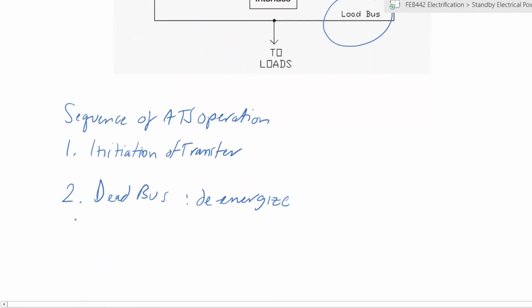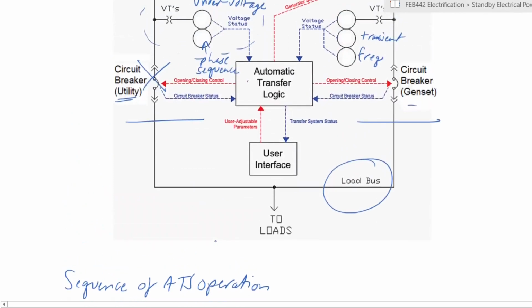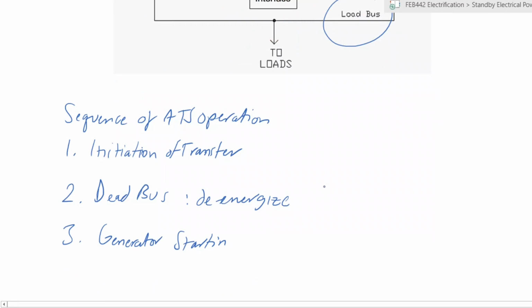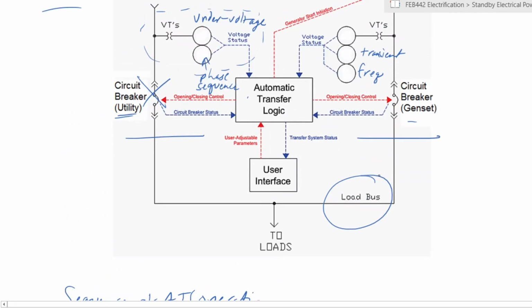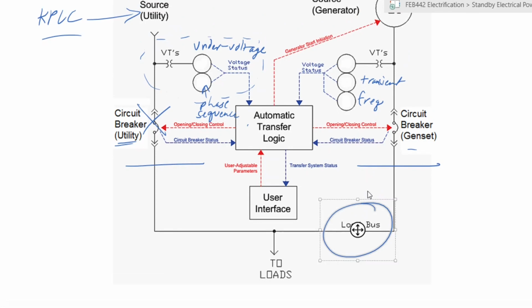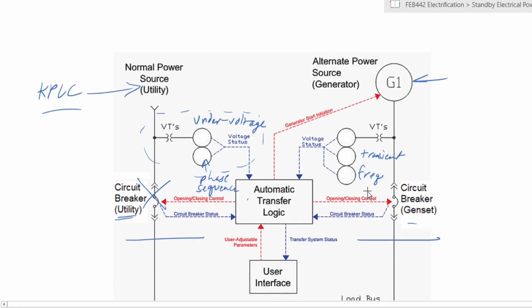So the third step after dead bus is generator starting. Once we've ensured that our bus is dead and it has no supply from anywhere, it is then safe to start your generator. So a signal is sent from the ATS logic to the standby generator for it to start up.